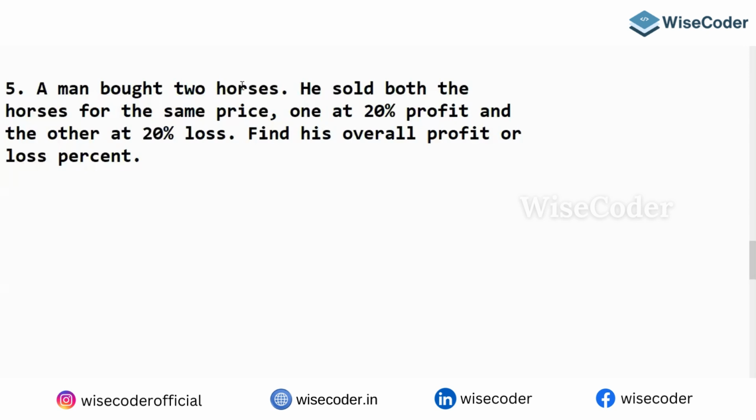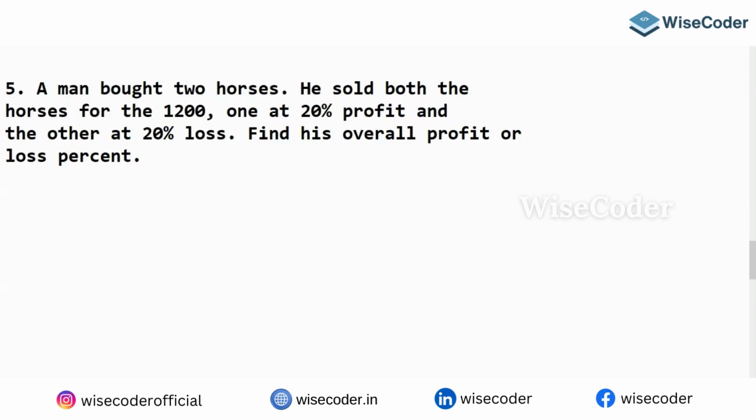Guys, for better understanding, I'm taking a value of 1200. For better understanding only, I took this particular value. So please understand the question. A man bought two horses. He sold both the horses for rupees 1200, one at 20% profit and another at 20% loss. Find the overall profit or loss percentage.